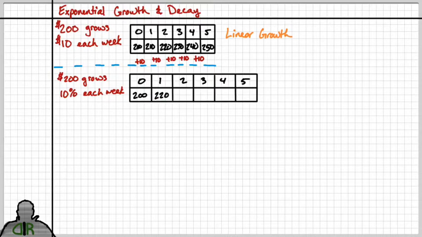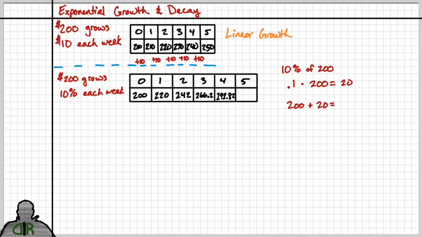Well, that's not going to be 20 anymore. That's going to be $22. So we would add that. We would get $242, and then we would want to find 10% of this amount, which is going to be $24.20. So we would add that. And then 10% of this amount, $26.62. And then 10% of that amount. Okay, so you see how that works.